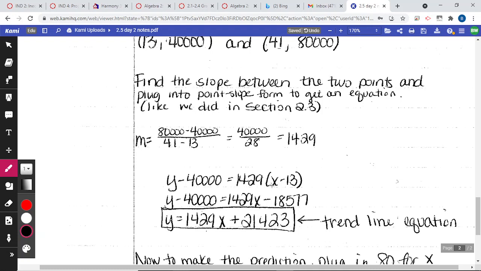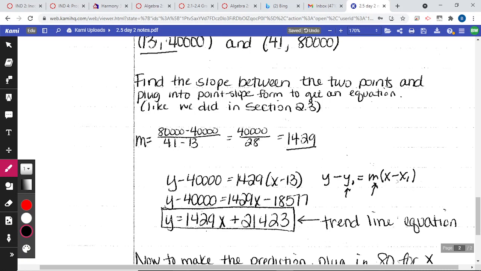Now that we have the slope, we plug it into the point slope form. And hopefully you remember that. That's y equals y, nope, sorry, not y equals. Y minus y sub 1 equals m times x minus x sub 1. M is the slope we just calculated, the 1429. The y sub 1, of course, is a y coordinate of either point. So in this case, they used the point 13, 40,000.